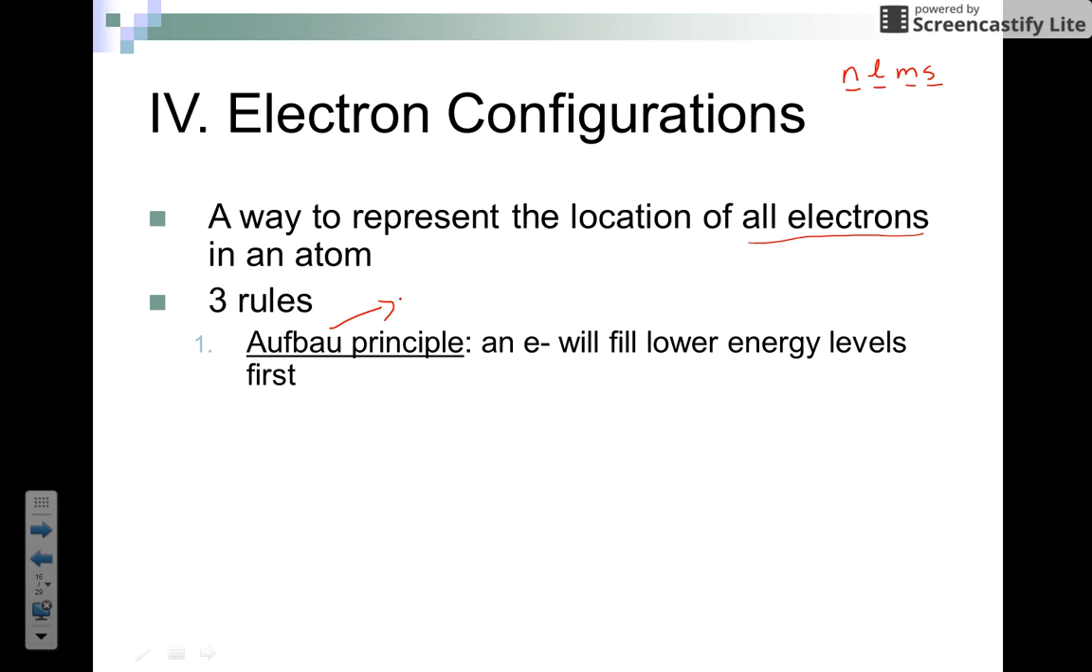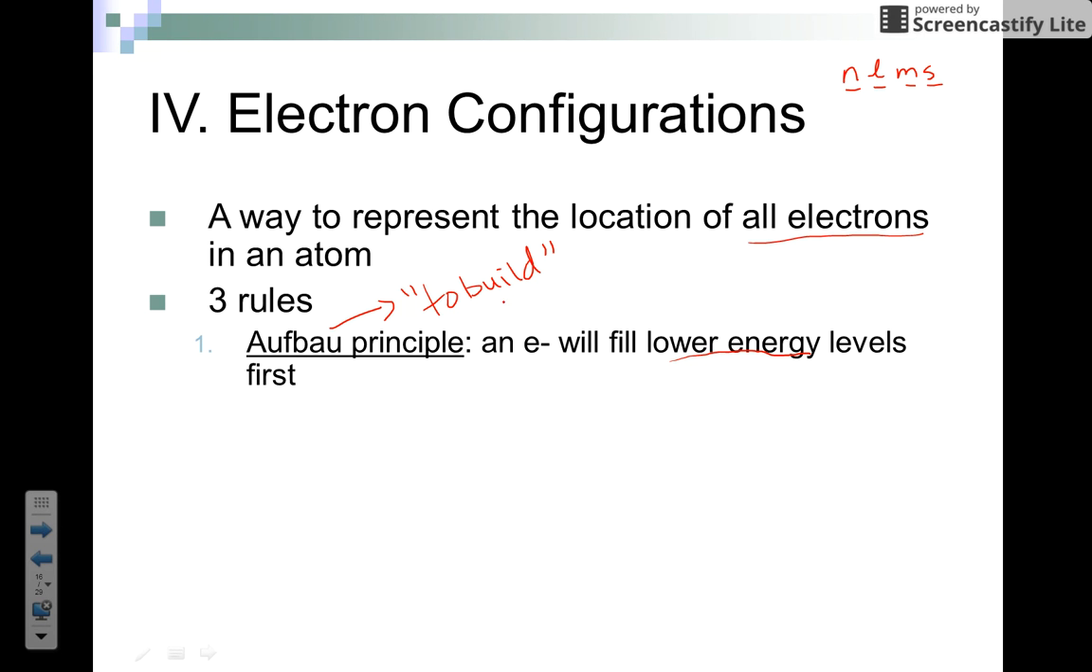And the word Aufbau is a German word, and it means to build. So if you remember that, that will help you remember the definition or the rule. This tells us an electron will fill the lower energy orbitals first. They have to fill the lower energy level orbitals first.